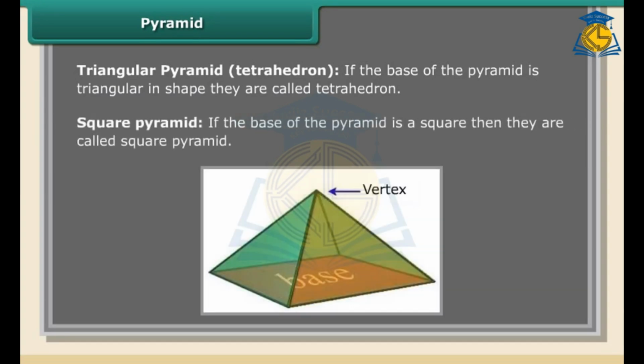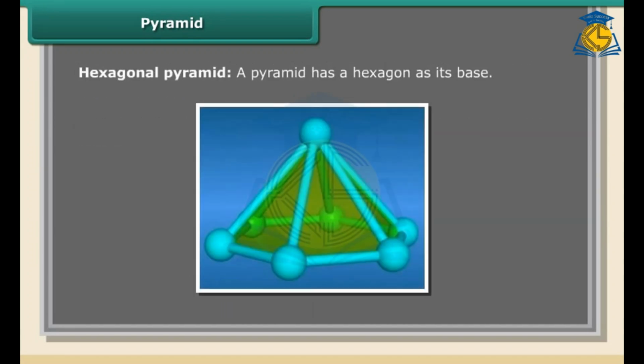Square pyramid: if the base of the pyramid is a square, then it is called a square pyramid. Hexagonal pyramid: a pyramid that has a hexagon as its base.